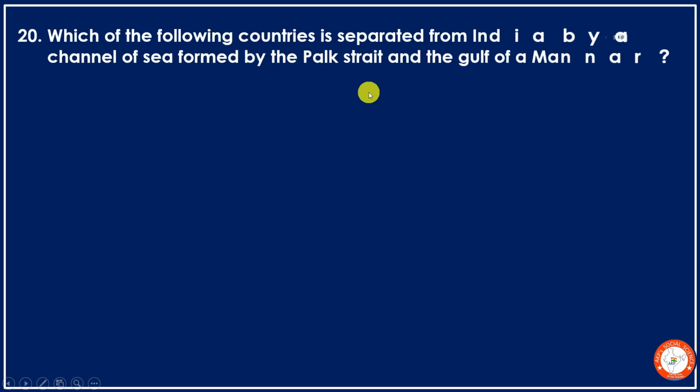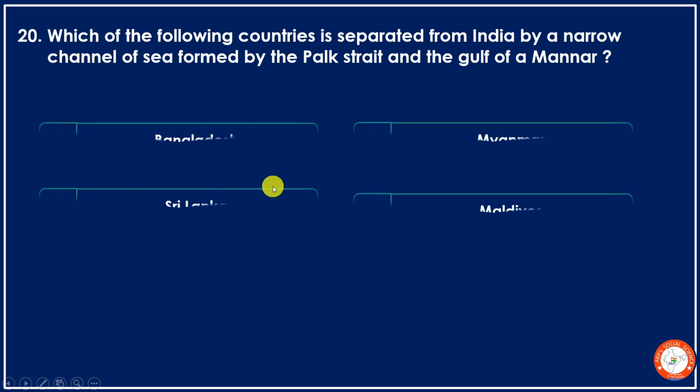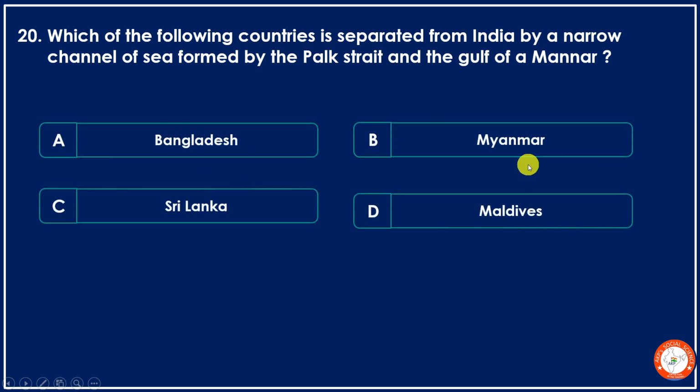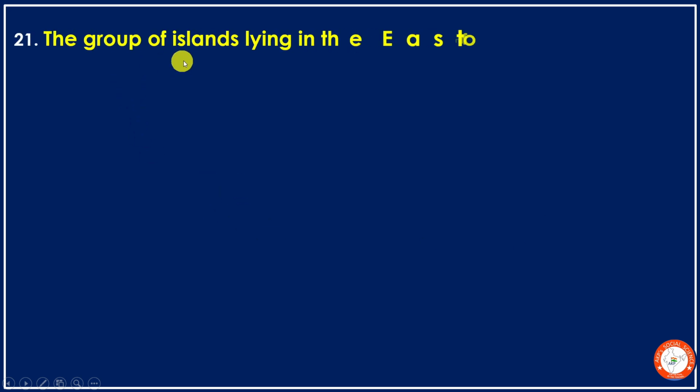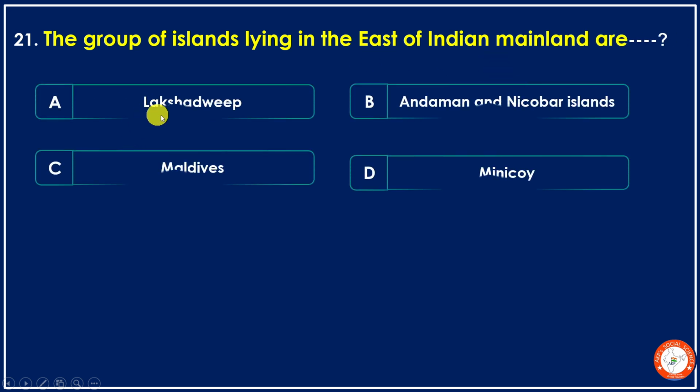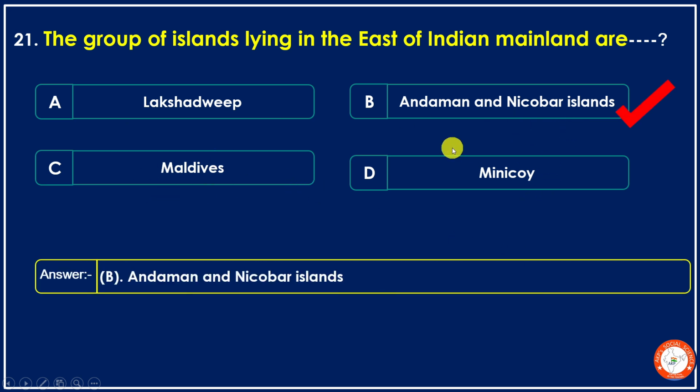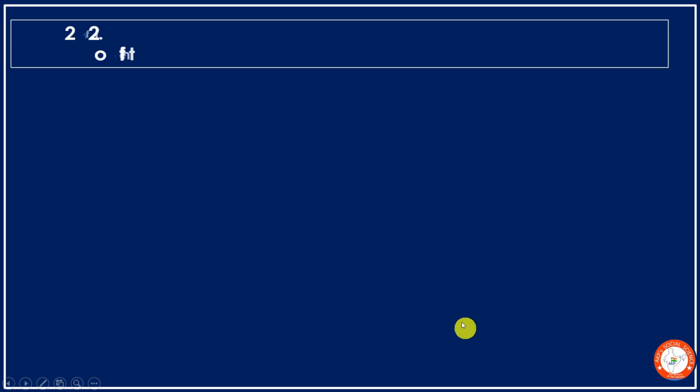Which of the following countries is separated from India by a narrow channel of sea formed by the Palk Strait and the Gulf of Mannar? Bangladesh, Myanmar, Sri Lanka, Maldives. The correct answer is Sri Lanka. The group of islands lying in the east of the Indian mainland are Lakshadweep, Andaman and Nicobar Islands, Maldives, Minicoy. The correct answer is Andaman and Nicobar Islands.